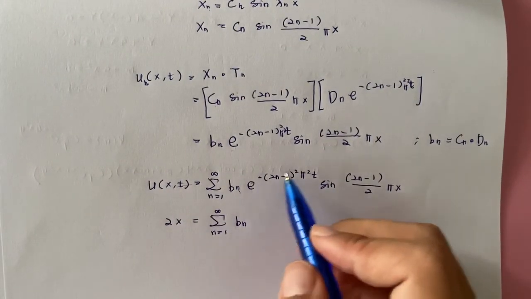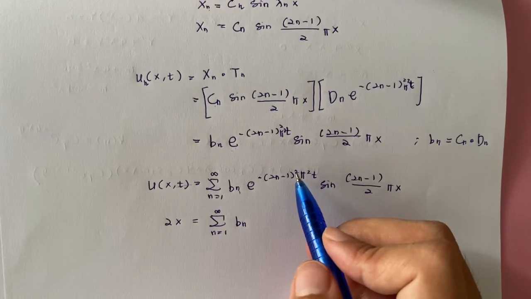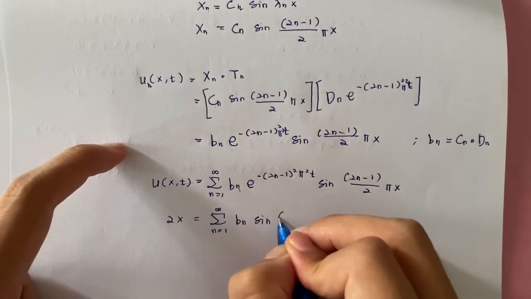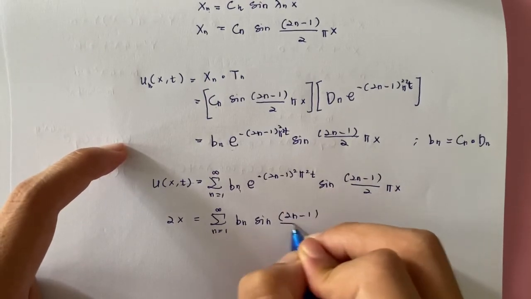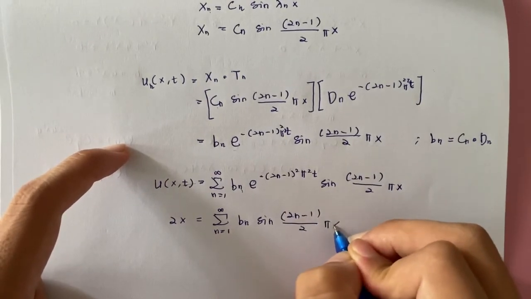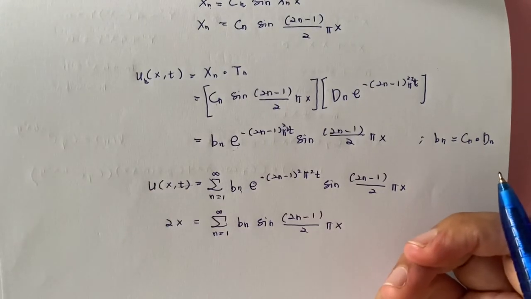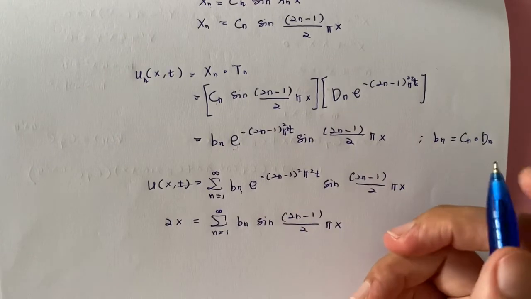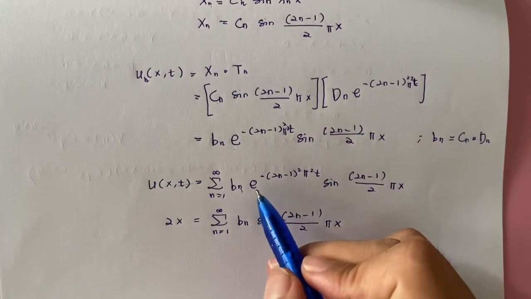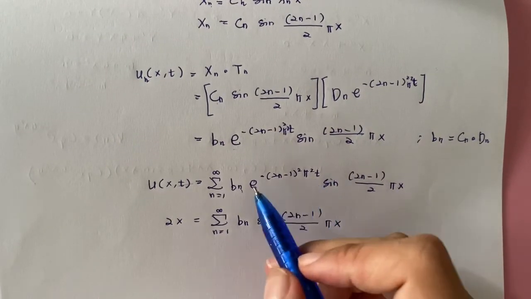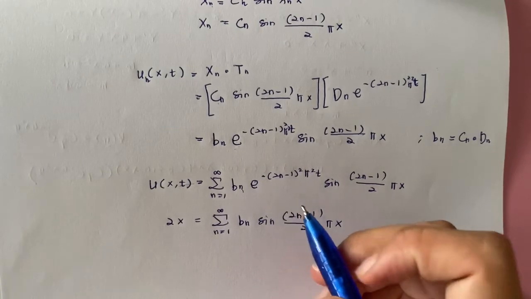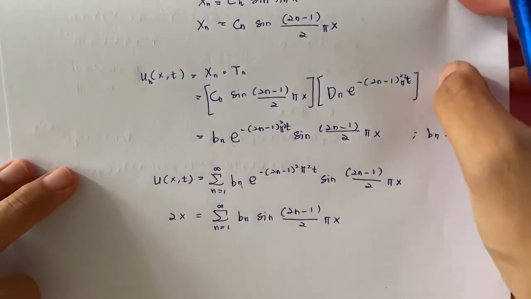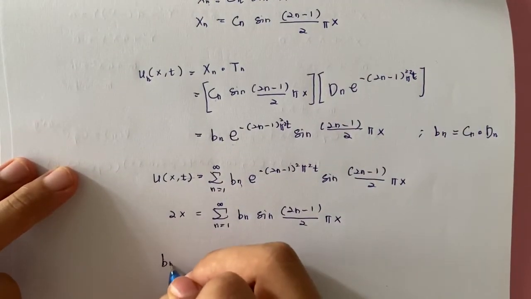So the whole thing here will be exponent 0, so exponent 0 is equal to 1. Okay, so Bn sine 2n minus 1 over 2 pi x. So we just have this one when we substitute the initial condition. We don't have this exponent because our t is 0, so exponent 0 is equal to 1. So now you see this one, we can solve for Bn using the Fourier series.